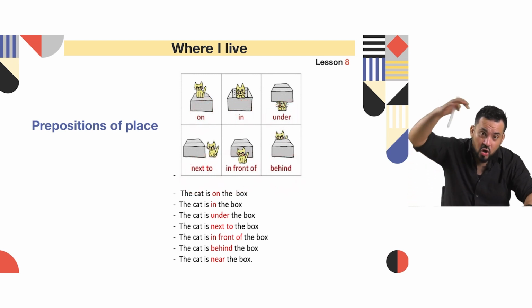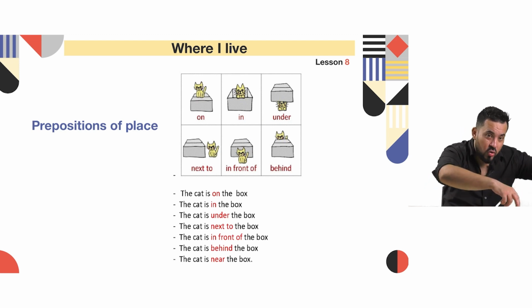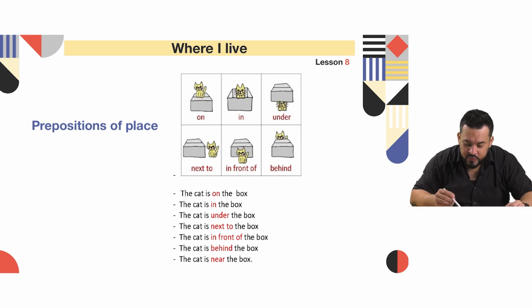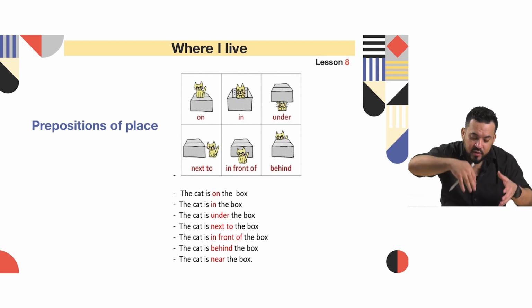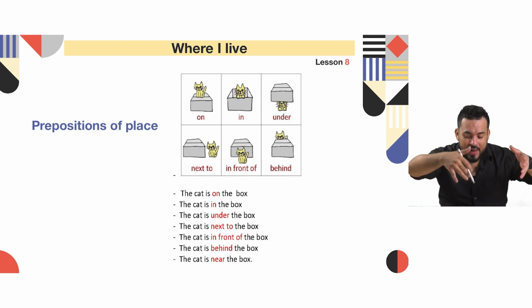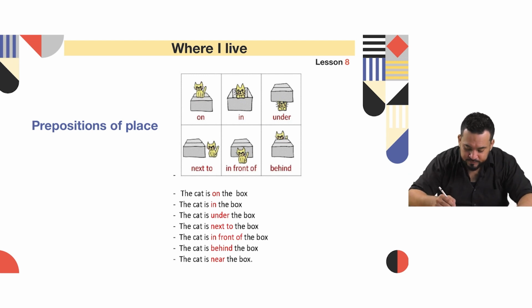The cat is on the table. It means here. My iPad is on the table. The cat cannot be in the table because the table doesn't have an inside to it. So it has to be a box. The cat is in the box.